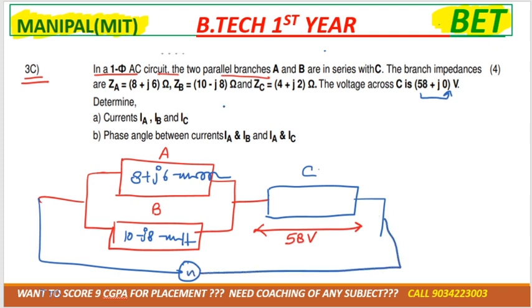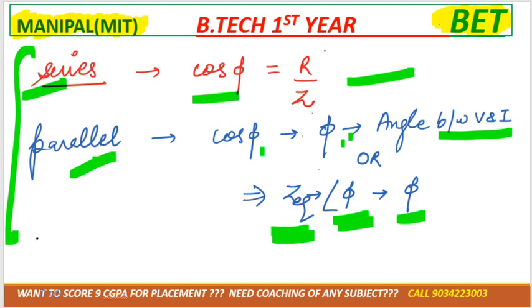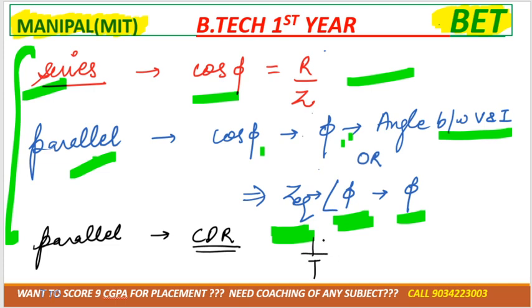Now you need to get IA, IB and IC. Now tell me how we can do it. See, one more thing, write it down in your notes. Whenever you have a parallel circuit question, the first thing that should come to your mind is CDR. CDR is current division rule. If you know it, that is best.